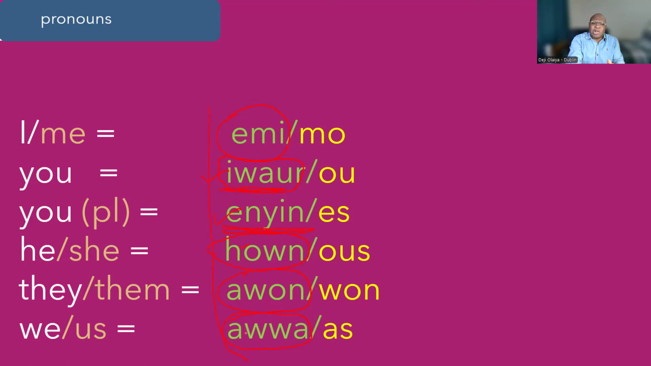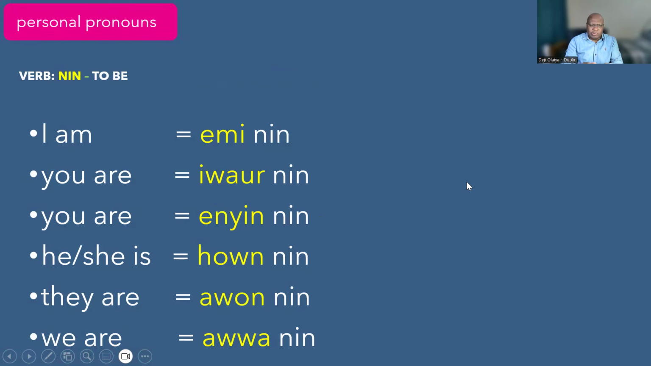We have impersonal pronouns, but we're going to discuss that in the next slide. For now, you have to know the personal pronouns: èmi for I, ìwọ for you, ẹ̀yin for you, plural, for somebody who should be respected, òun for he or she, àwọn for they, and àwa for we. In the next slide, you'll see how this is used.